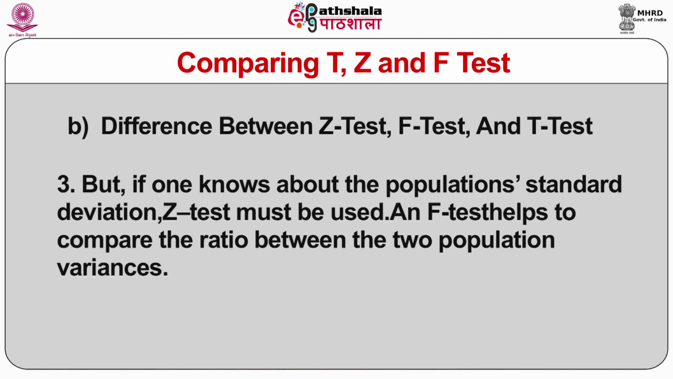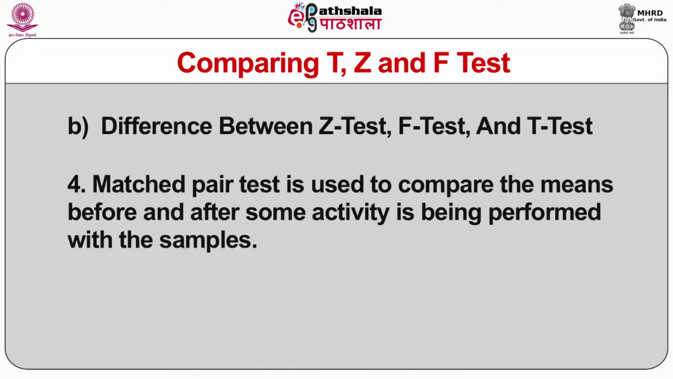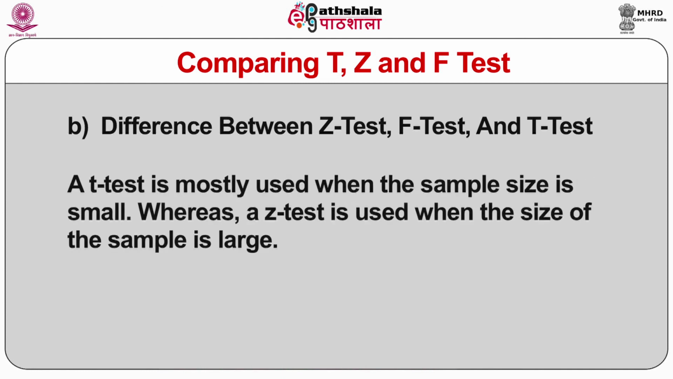And F test helps to compare the ratio between the two population variances. For example, comparing the variability of roller diameters from two machines. Fourthly, matched pair test is used to compare the means before and after some activity is being performed with the samples. A T test is mostly used when the sample size is small, whereas a Z test is used when the sample size of the population is large, that is more than 30. For example, the average weight of subjects before and after following a diet for 6 weeks.